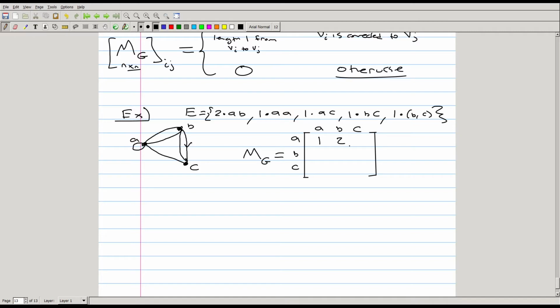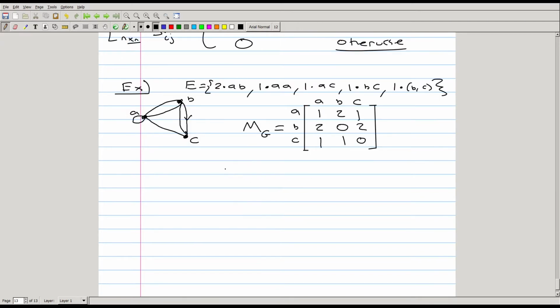From A to C there is 1 walk. From B to A there are 2 walks. From B to B there are 0 walks of length 1, there are no loops here. From B to C there are 2 walks, because you can go along this one or along this one. From C to A there's 1 walk of length 1. From C to B there's only 1 walk of length 1, because you can't go in the opposite direction along this directed edge. And lastly, from C to itself there are 0 walks. So this is the correct adjacency matrix for this graph G.